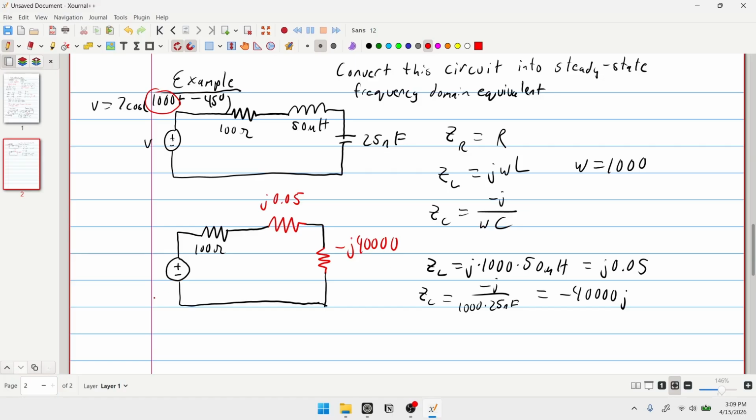And then finally our voltage source, we're going to write the phasor for it. We have the amplitude as 7 and our phase as negative 45. So we have 7∠-45. And this is our answer.